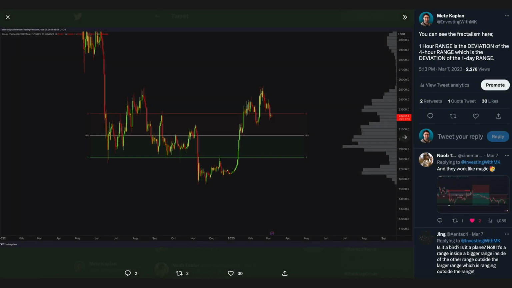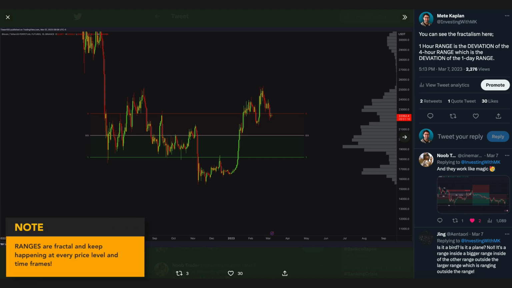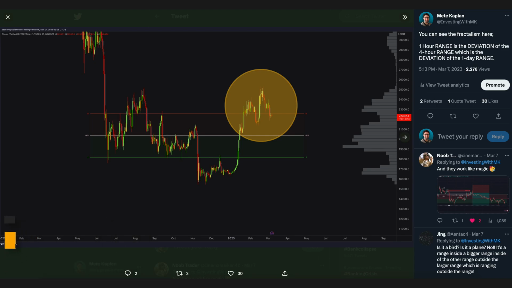When I tweeted recently about ranges and fractal structures, I wanted to give attention to people that ranges happen in every price level and time frame. You can see this daily range here. In recent weeks, we continuously traded inside the range high deviation because we were trading the micro ranges like 15 minutes, 5 minutes, or 1 hour inside this deviation. And many people keep missing this important point.